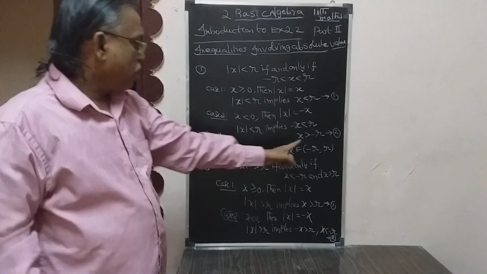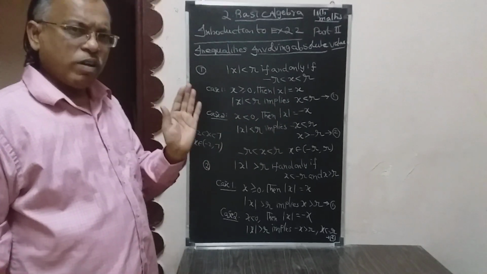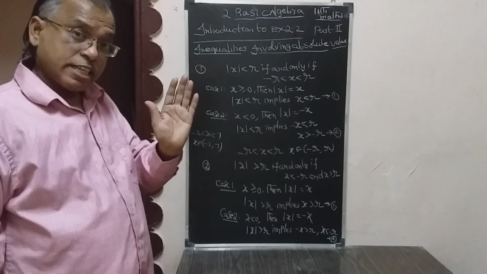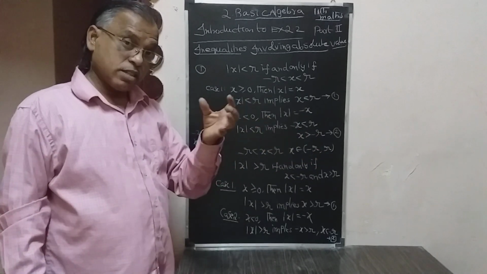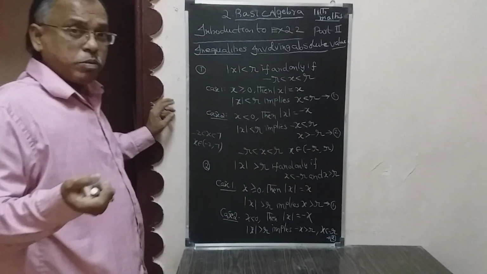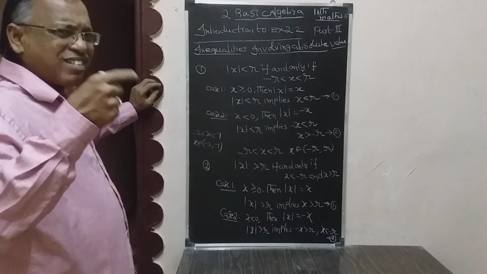So that is the meaning of this interval. A very simple case: when mod x is less than r, then minus r is less than x, which is less than r, or x belongs to the open interval minus r comma r. This you should remember. For one more purpose, it's very useful. But while solving the problems, we will use another method.